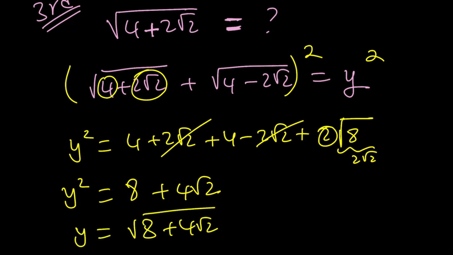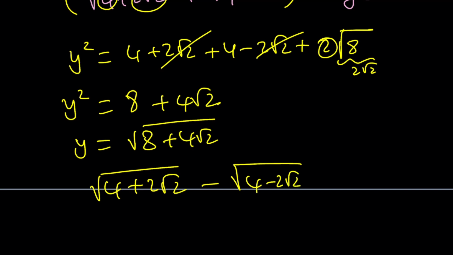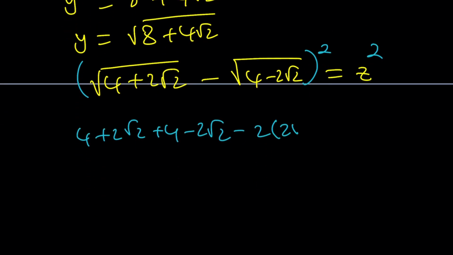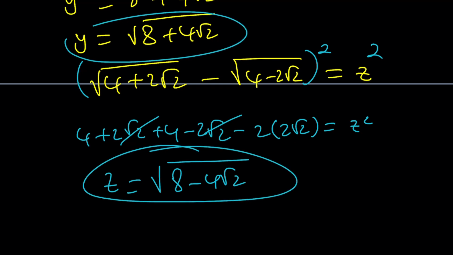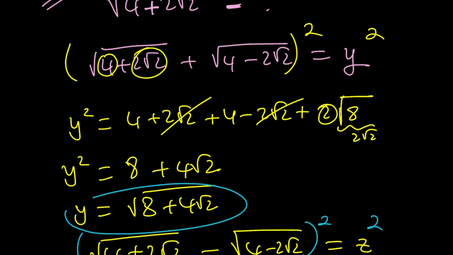Great. So we got the sum of these two things. How about the difference? I can go ahead and set the difference equal to another variable. How about z? And then square both sides. Again, the same type of idea. 4 plus 2 root 2 plus 4 minus 2 root 2 minus 2 times, I think that was a 2 root 2, right? We already used it before. And then these two cancel out again, and this time z becomes the square root of 8 minus 4 root 2. So this is why this is z, and if I go ahead and add y and z and divide by 2, I'll get the answer.